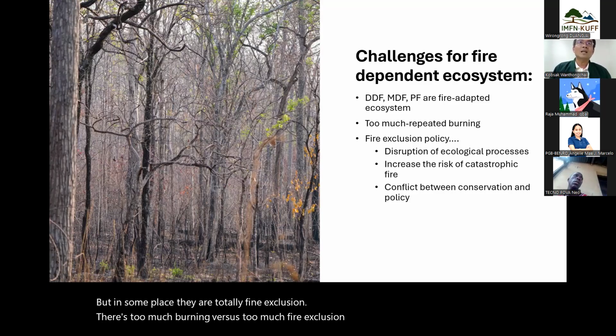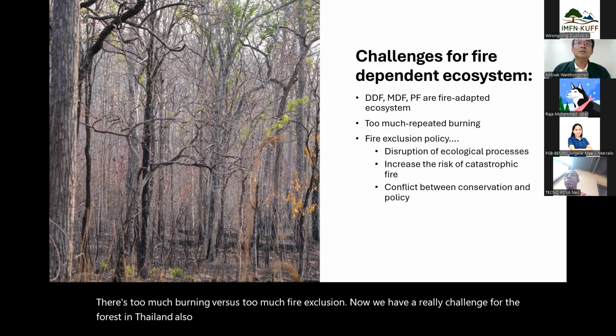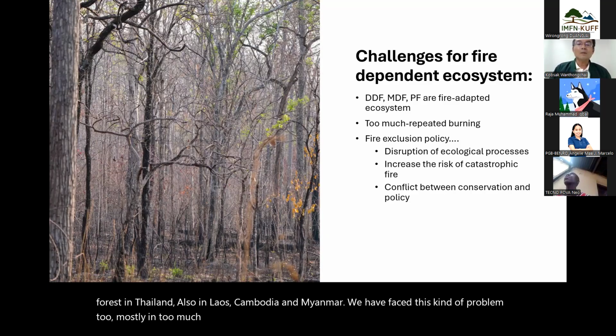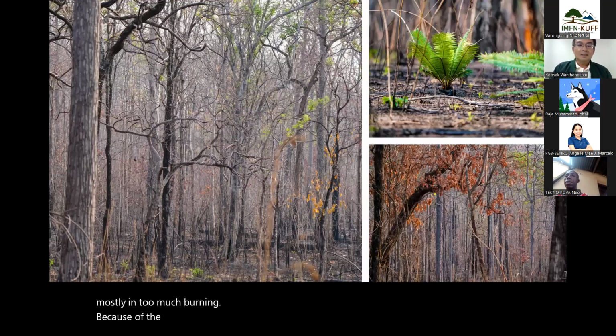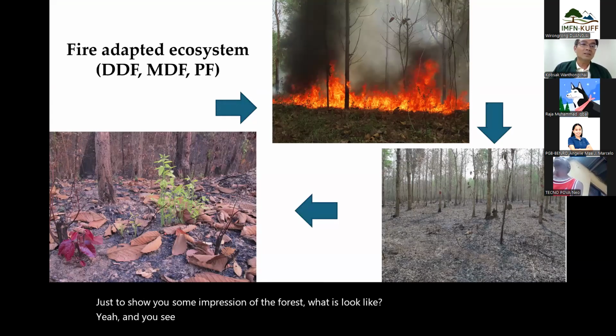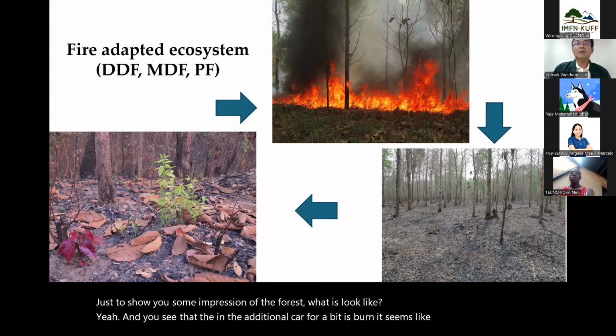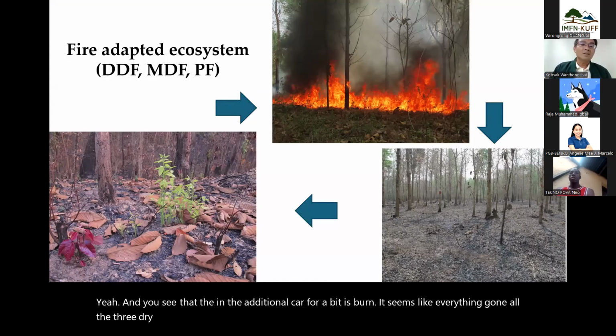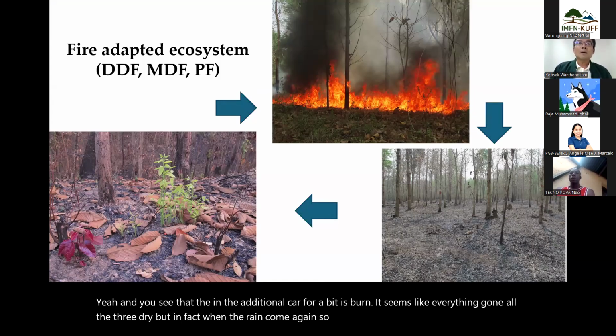Now, we have a big challenge for dry dipterocarp forest in Thailand, also in Laos, Cambodia, and Myanmar. We have faced this kind of problem too, mostly too much burning because of the policies. Just to show you some impression of what the dry dipterocarp forest looks like. You see that when the fire burns in dry dipterocarp forest, it seems like everything is gone, all the trees dry, but in fact, when the rain comes again, everything will be clean and green again.